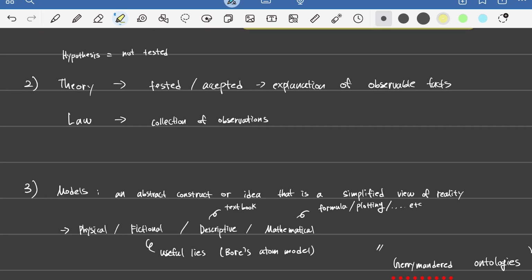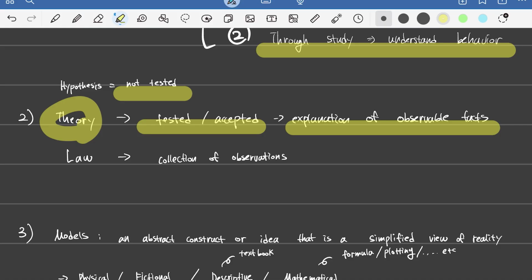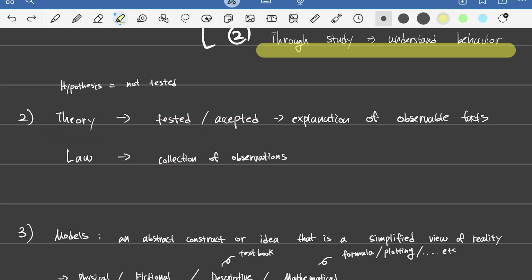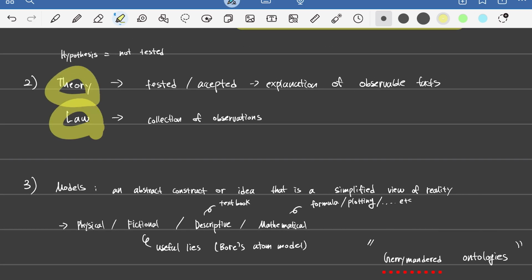Now we're going to talk about the hypothesis, theory, and law. Hypothesis is some explanation that is not tested. When it gets tested and when it's accepted, it turns into theory. And theory means the explanation of observable facts. And law is just a collection of observations. Now, that's the difference between the theory and law.